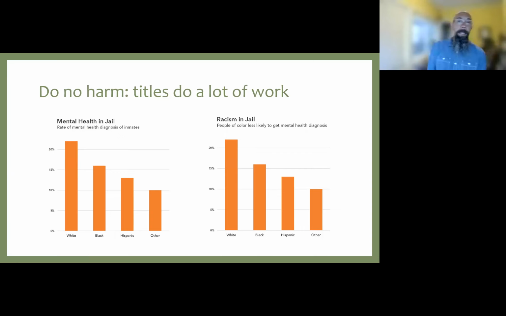These are from that guide, and I thought that they're interesting to think about what we're saying when we choose a title. So I'm going to show these two and then one more plot on the next, and the data are all identical. What's different is the title. So as they suggested, titles do a lot of work. So on the left, mental health in jail, rate of mental health diagnosis of inmates. So that's the title and subtitle. On the right, racism in jail, people of color less likely to get mental health diagnosis. So it's changing the frame of what you're about to see and also identifying more explicitly what the inequality is.